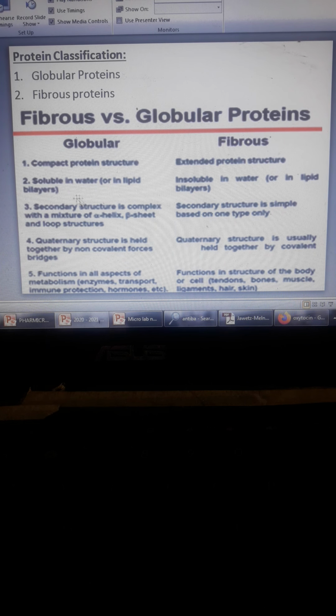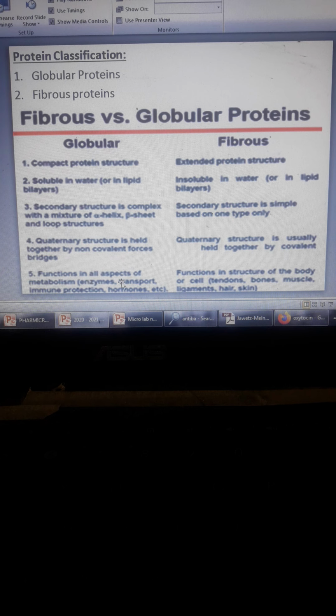So fibrous is composed of secondary structure. This is secondary structure but simple, composed of alpha helix and beta sheet. Later on we'll discuss that one. And globular is composed of quaternary structure. This one is quaternary. So non-covalent, and this one is covalent bond. So that is the difference between the globular and fibrous.